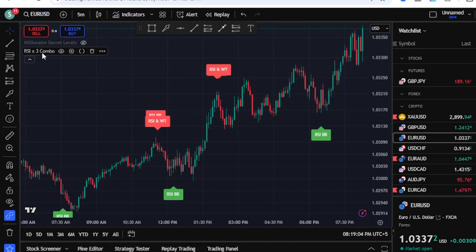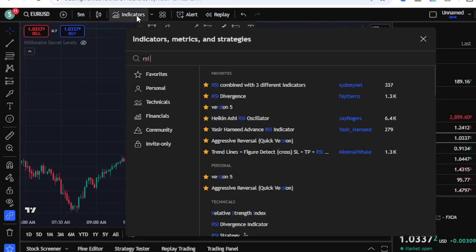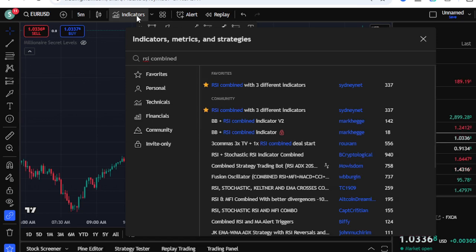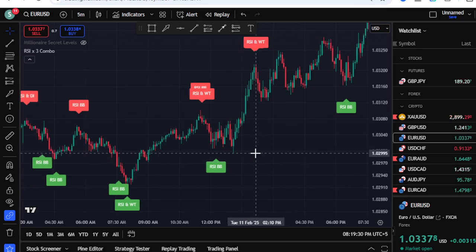So first of all, let me tell you which indicator this is. You need to go to RSI and write RSI combined on TradingView. When you write RSI combined, this indicator will come, called RSI combined, with three different indicators. It is by Sydney and Net, and you can see this indicator is getting popular right now. Once you click this indicator, this is a simple buy and sell indicator.